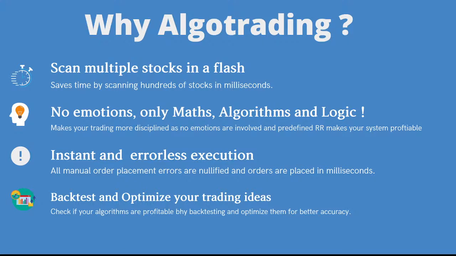Second important aspect about algorithmic trading is that it is a code or a logic or a maths equation. That means there is no emotions involved at all. It is only pure maths and logic. That means your trading becomes more disciplined. Suppose you have defined your logic where your risk reward is 1 is to 2. That means now your algorithm will strictly follow 1 is to 2 risk reward, where either your stop loss will be triggered or your target would be triggered. Nothing except these two things would happen.